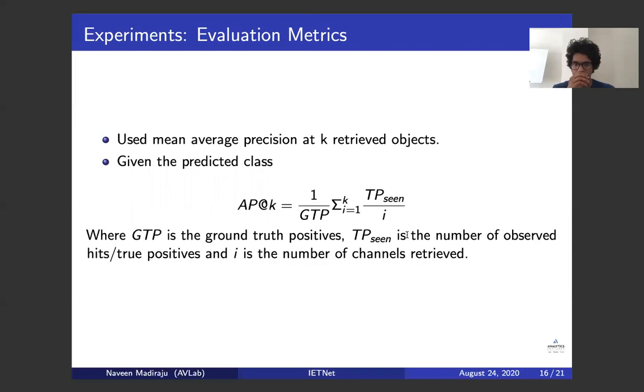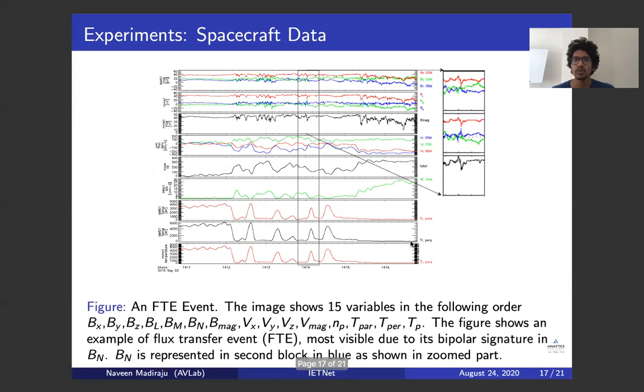So here, the model would give which channels are useful, and we are trying to evaluate if there is correspondence between the retrieved channels and the ground truth channels. We do this by the following equation, which computes average precision at k. GTP is the ground truth positives, TP is the true positives seen, and I is the number of channels retrieved. Moving on to the dataset.